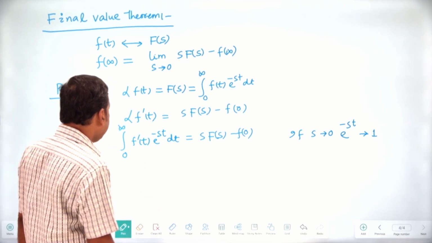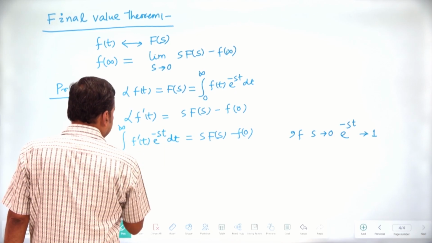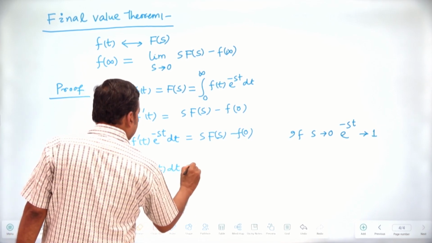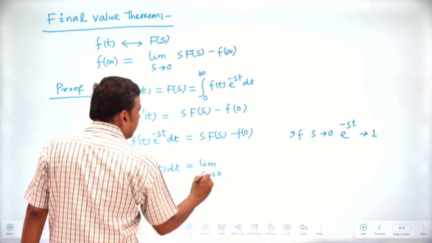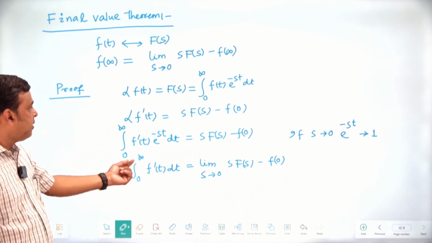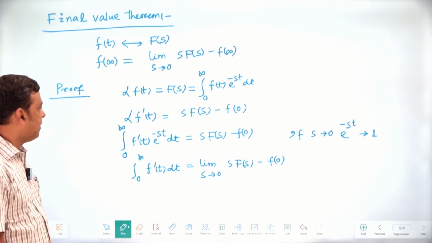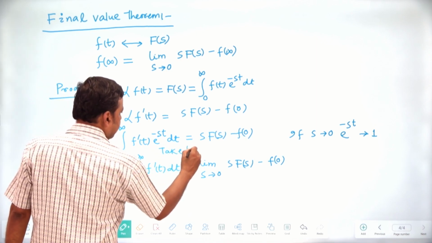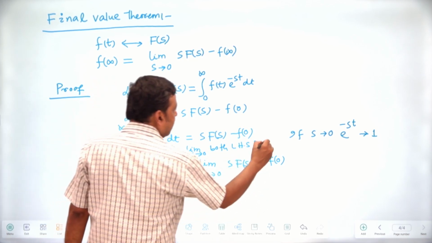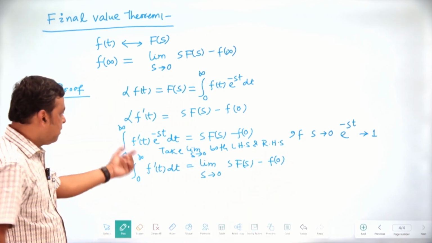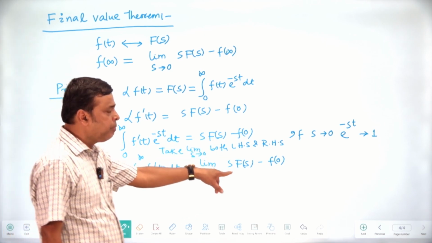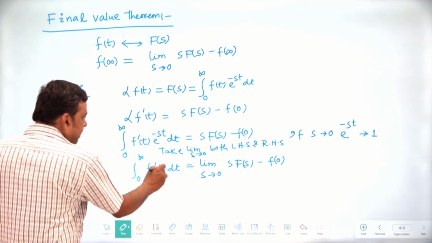If the limit s tends to 0, e to the power minus st becomes 1, and the left hand side must be the integral from 0 to infinity of f dash t dt, equal to limit s tends to 0 of s F(s) minus f(0). Is it not? So take the limit s tends to 0 on both left hand side and right hand side. The step becomes integral of f dash t dt equal to limit s tends to 0 of s F(s) minus f(0).